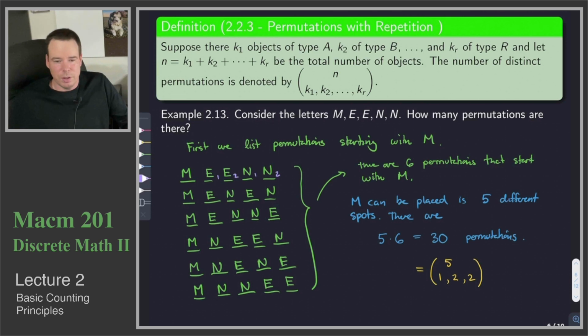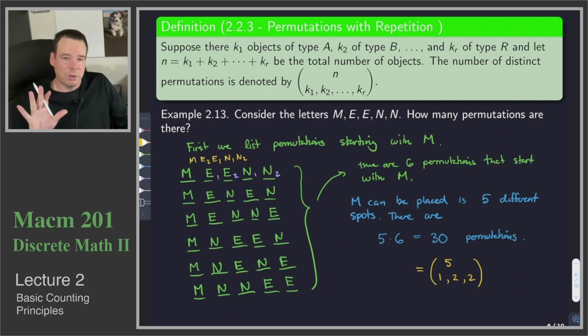So if they were all different, so instead of being 2 e's, there was an e sub 1 and an e sub 2, which are different, then this word and this word, M, E2, E1, N1, N2, that would be a different word. That would be a different arrangement because the e's have switched spots. In this case, we are thinking of E1 as different from E2. The problem is they're not different.